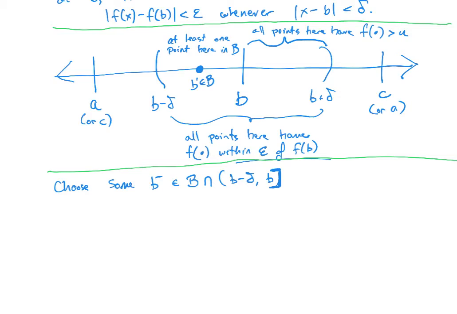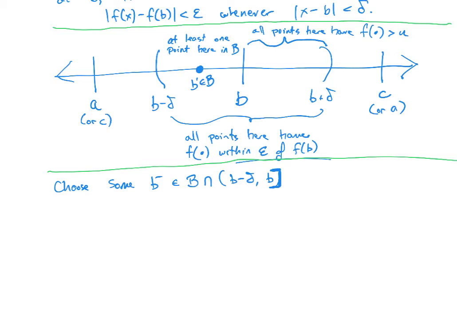Wouldn't b minus automatically be in that interval? Automatically be in the set B if it's in that interval? No. Because being in the set B means that your function value is less than or equal to u. And our function could be going up and down. You know, it could be oscillating. So there could certainly be some points over there who are not in capital B because their function values are too big. Okay.